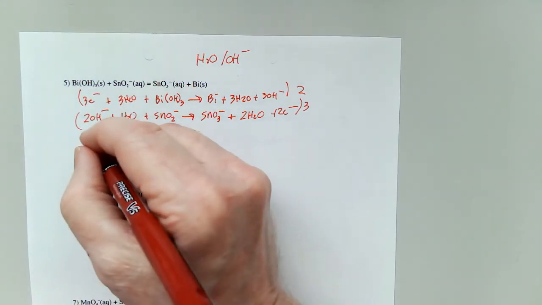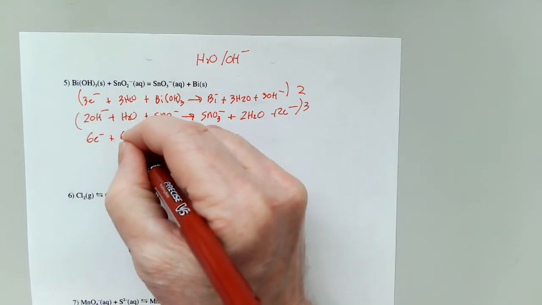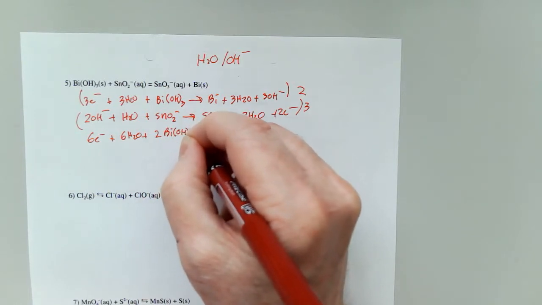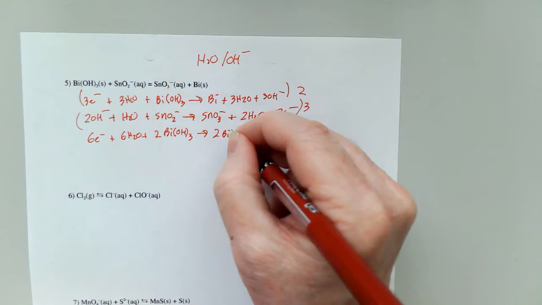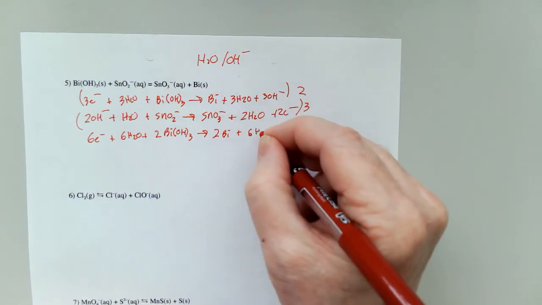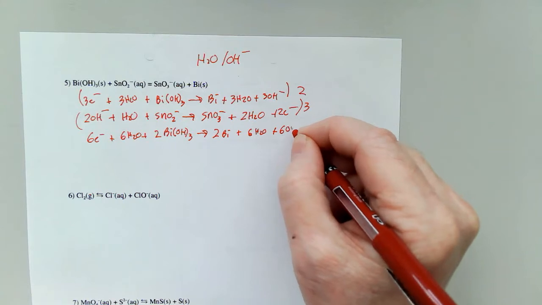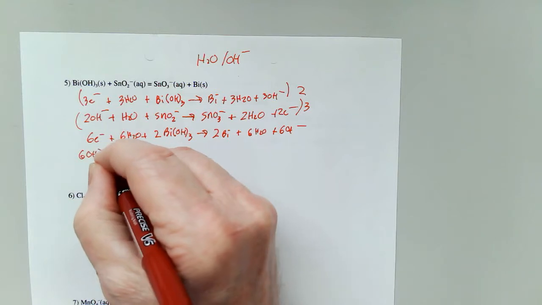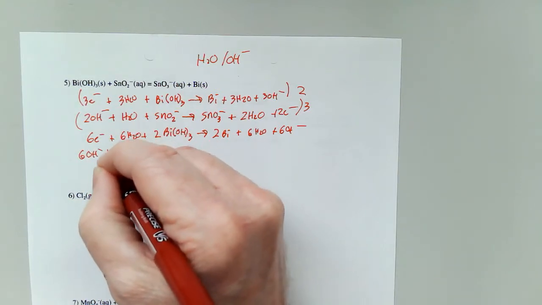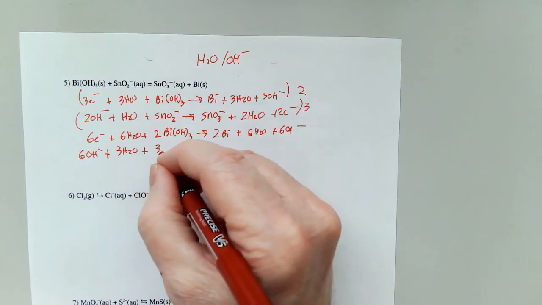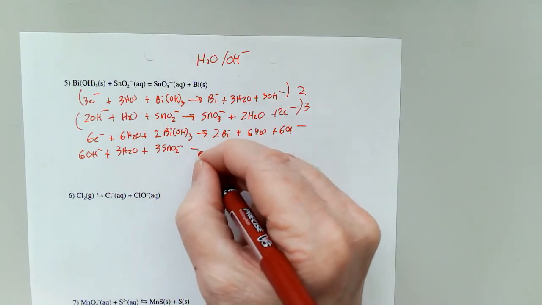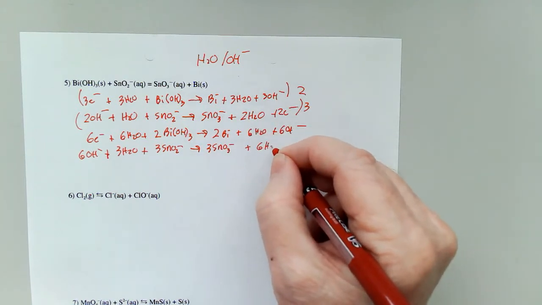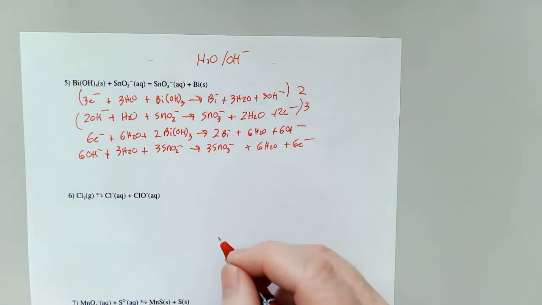So what that's going to give me is 6 electrons, 6 waters, 2 Bi(OH)3, 2 Bi, 2 times 3 is 6 waters, 2 times 3 is 6 hydroxides. For the next one, 2 times 3 is going to be 6 hydroxides, 3 waters, 3 SnO2 minus to give me 3 SnO3 minus. 2 times 3 is 6 waters and 6 electrons.